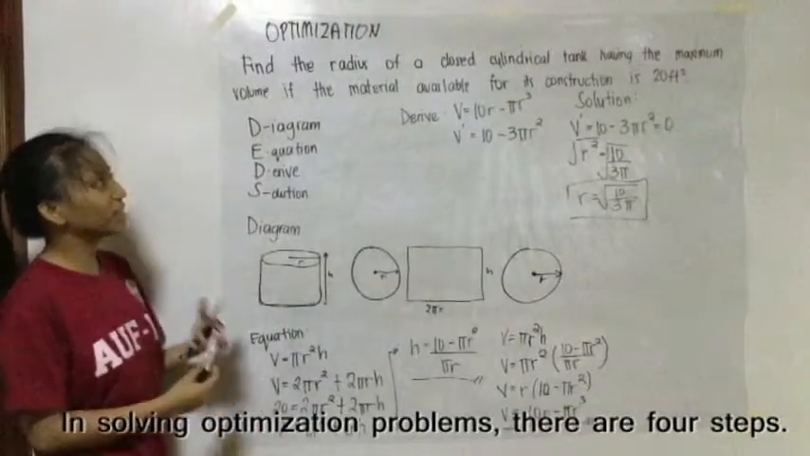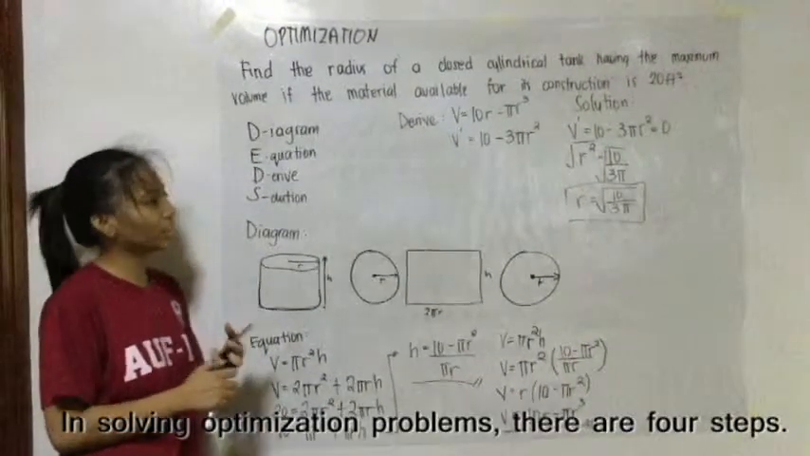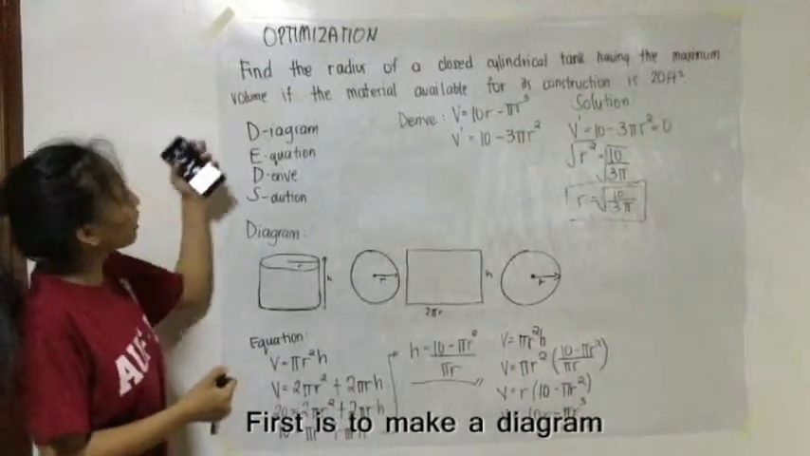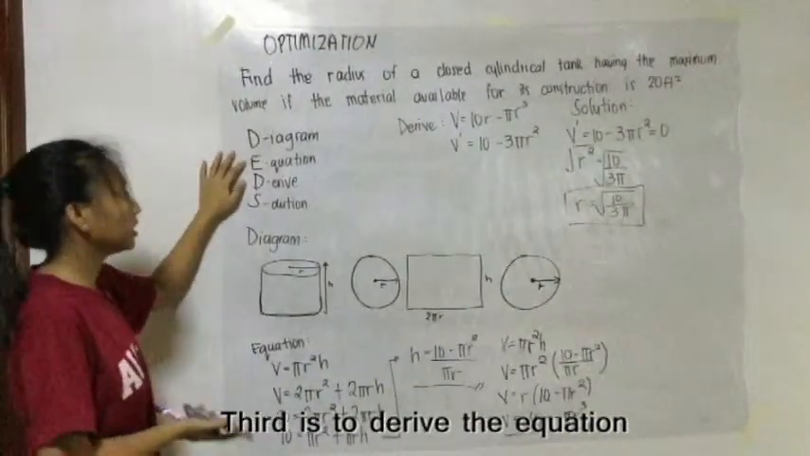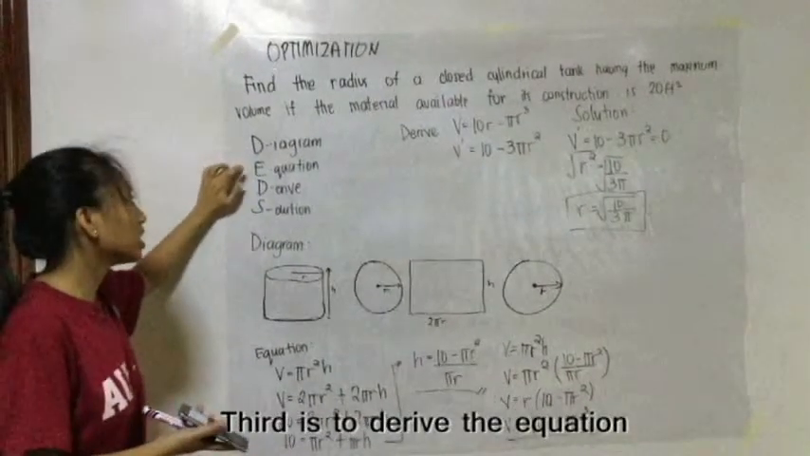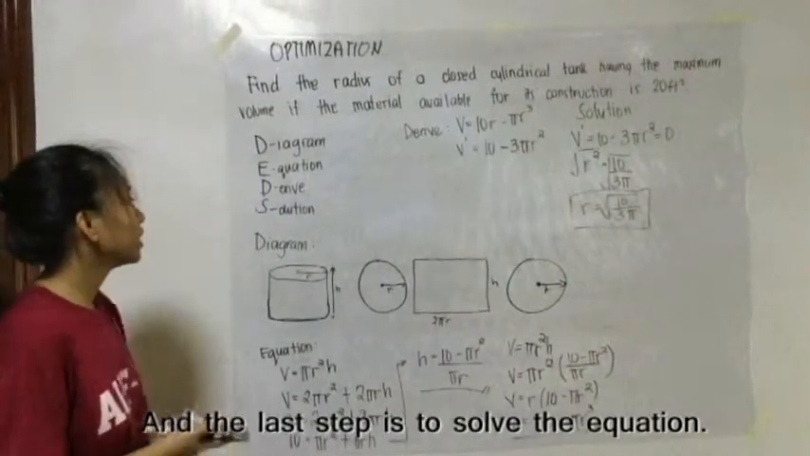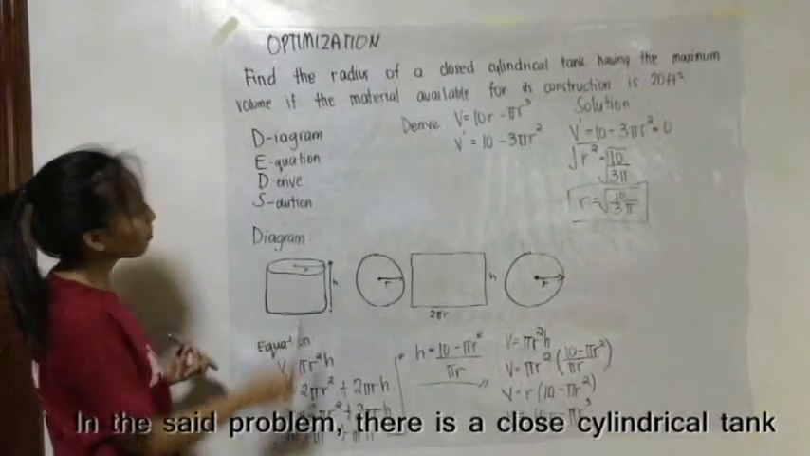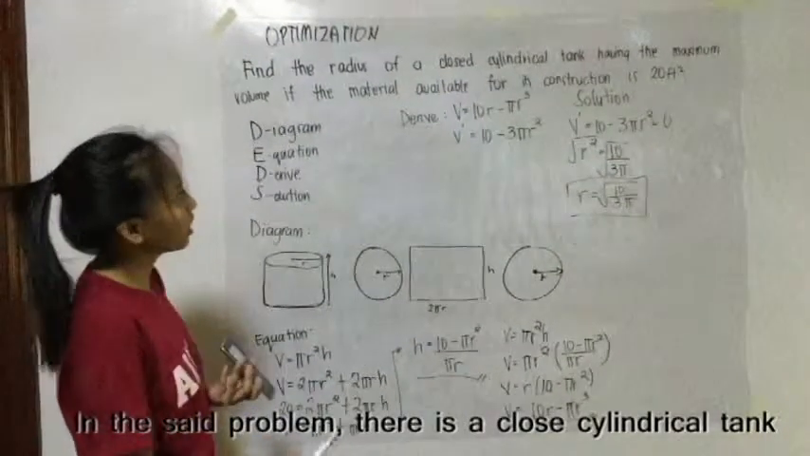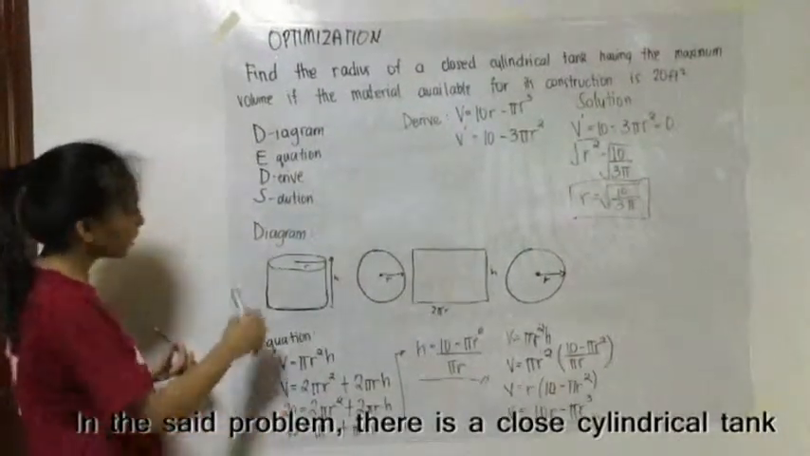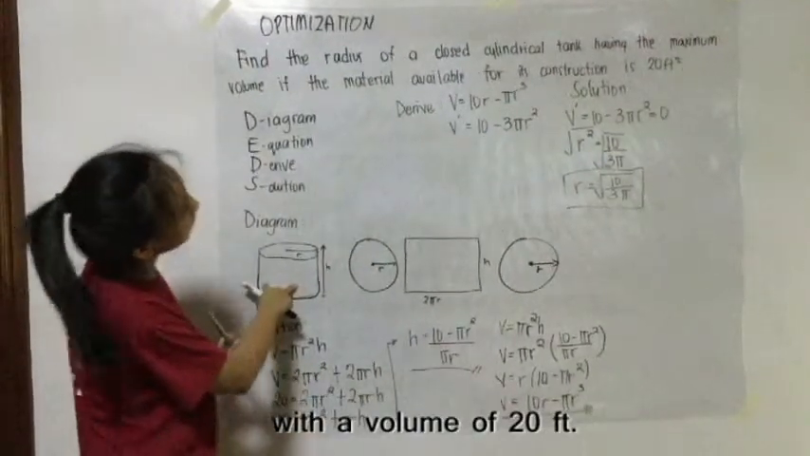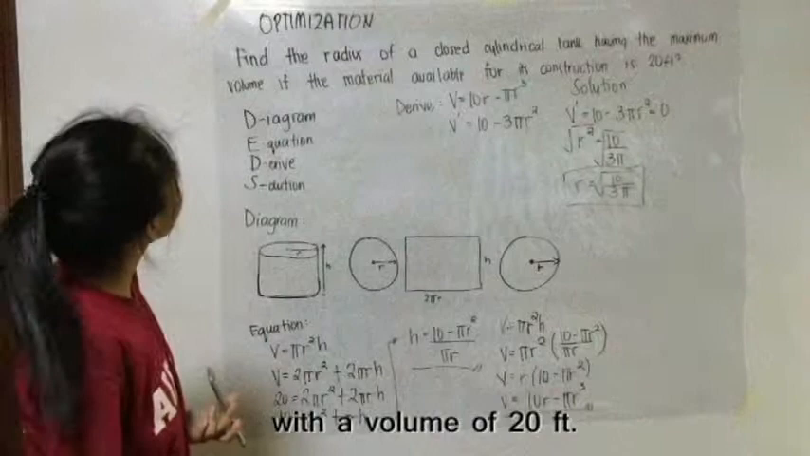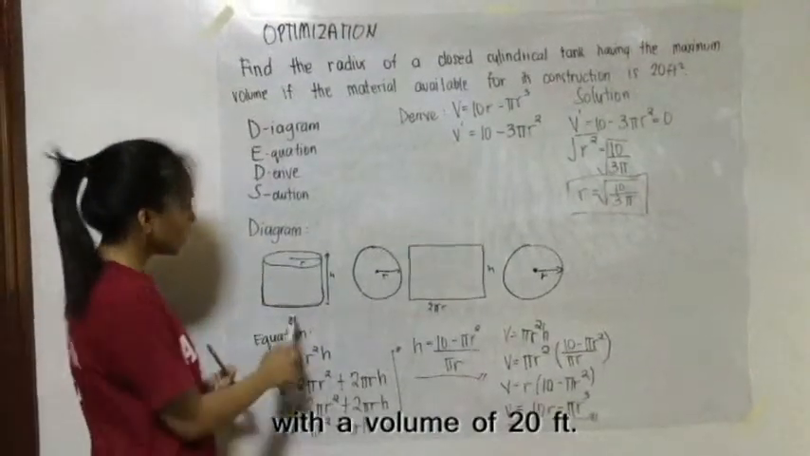Sa pagsasolve ng optimization problems, may 4 na steps. First one, kailangan mo magawa ng diagram. Tapos sunod, equation. Tapos ide-derive mo yung equation. Tapos saka mo isa-solve. So sa diagram, sabi sa problem, a closed cylindrical tank daw. E di ito yung tank. Tapos meron daw siyang volume na 20 feet.